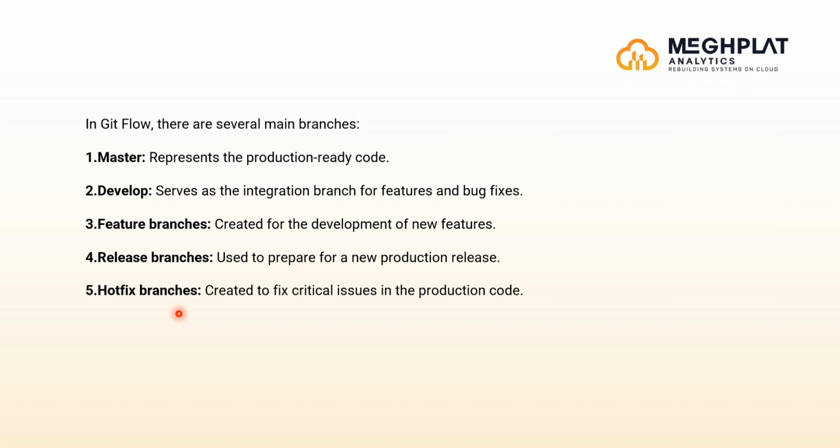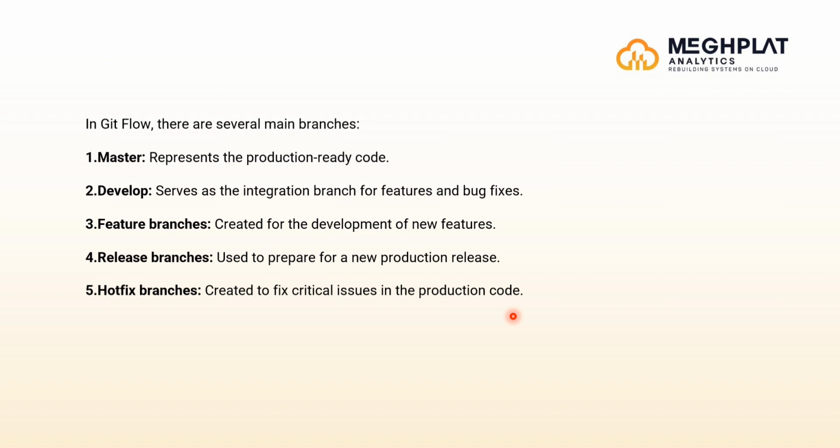Hotfix branches are created to fix critical issues in the production code. The workflow typically involves creating feature branches off the DevOps branch, merging them back when complete, and periodically creating release branches to stabilize and prepare for production releases. Hotfix branches are used for addressing urgent issues in the master branch. This structure provides a systematic approach to managing the software development lifecycle.